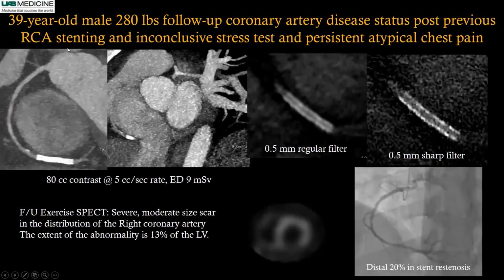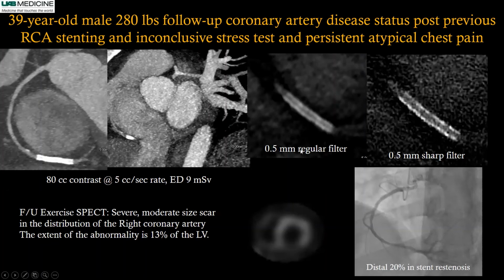Here is another example of a 280-pound, 39-year-old patient who has coronary artery disease and had a prior RCA stenting. He had an inconclusive stress test with persistent atypical chest pain, and we did a coronary CTA. We see a large stent in the distal RCA. You cannot really tell, but you do see some contrast distally. We gave 5 cc per second, 80 cc of contrast, and his effective dose in this retrospective gated scan was 9 millisievert, considering he's 280 pounds.